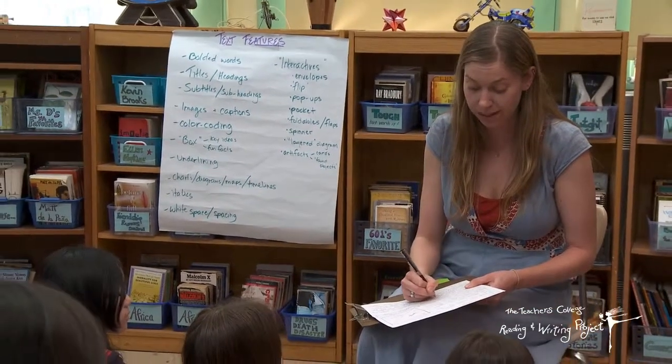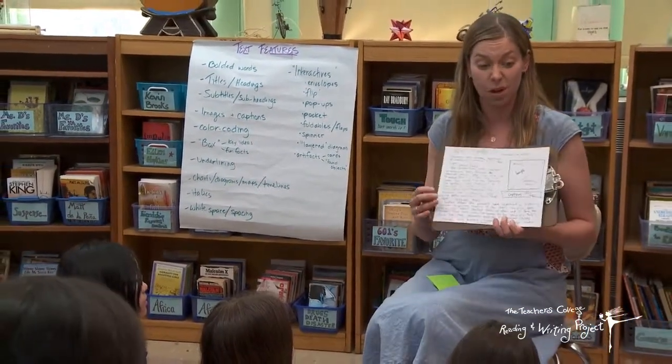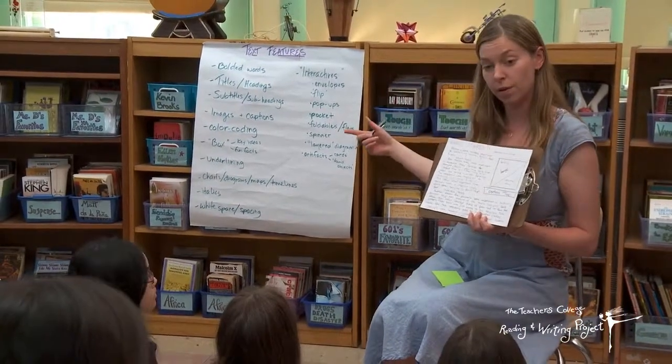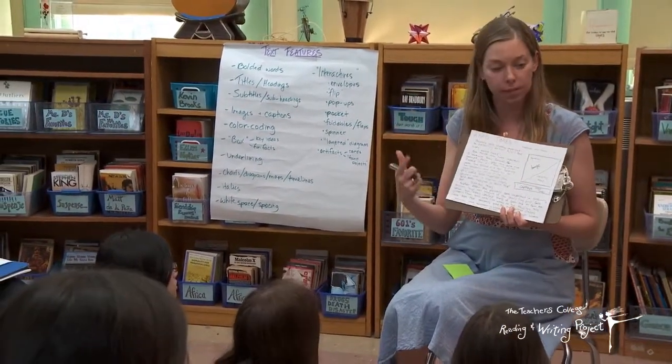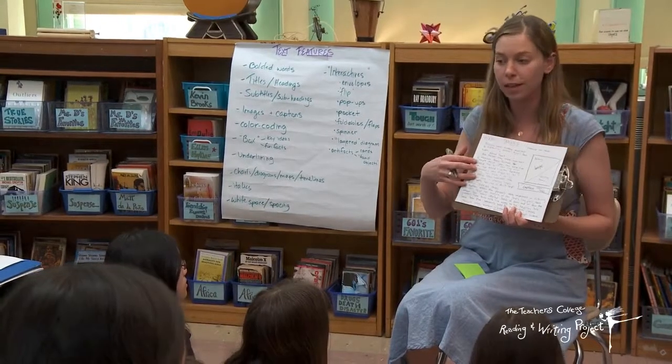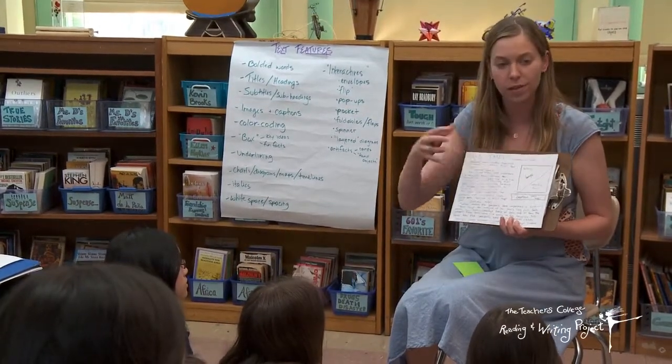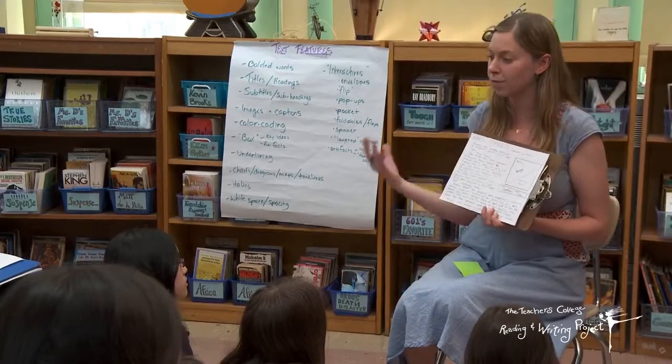Okay, so see how easy that was? All we had to do was think, what is my claim? What text features are really helpful? And how can I always use the text features to make sure my reader connects what's going on with this page with the claim or central idea of my information book?